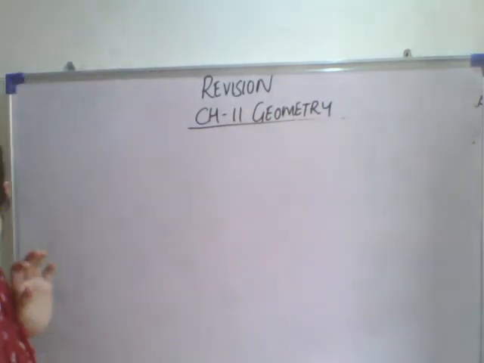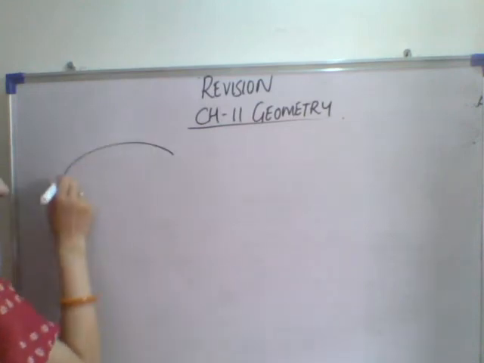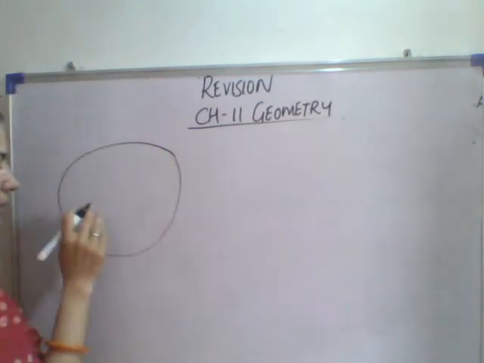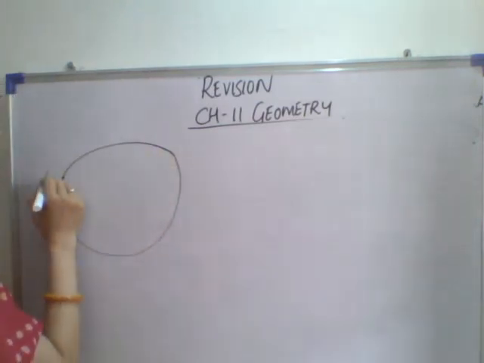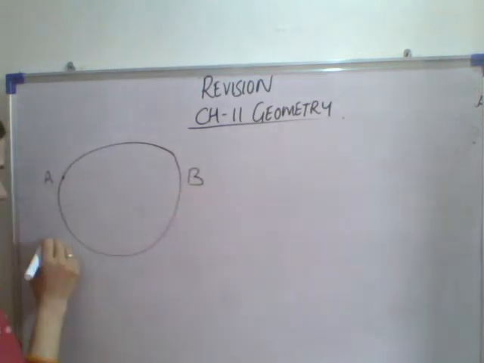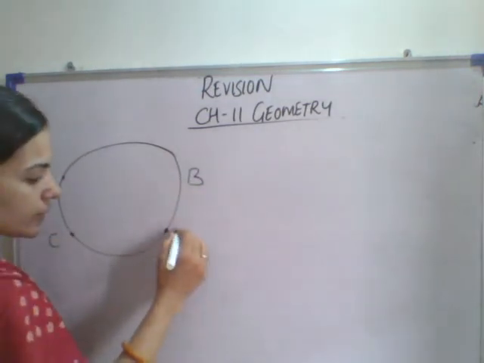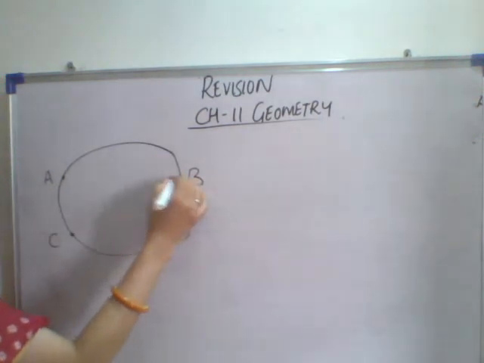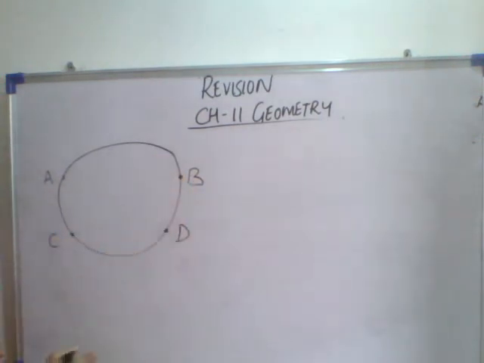Now let us take another example. A, B, C, D are 4 points on a circle. How many chords can be drawn using only these points as the end points? What is given in the question? This diagram is given in the question. A, B, C and D are the 4 points present on the circle. Using these points, how many chords can you draw?